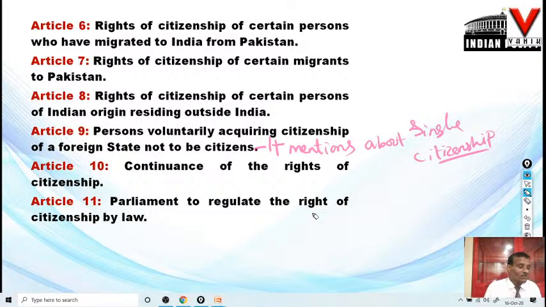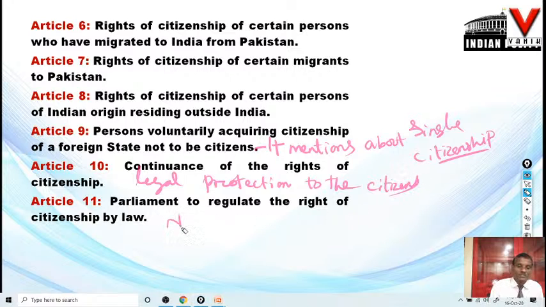Then Article 10 is all about the continuance of the rights of citizenship. We as citizens are legal entities, legally entitled. It is not that somebody has given us citizenship as a gift. We are bona fide citizens, we have all the legal rights to reside in India as a citizen, and we will continue to remain citizens until law deprives us of it. Okay, so that is continuance. That is your legal protection to the citizens.